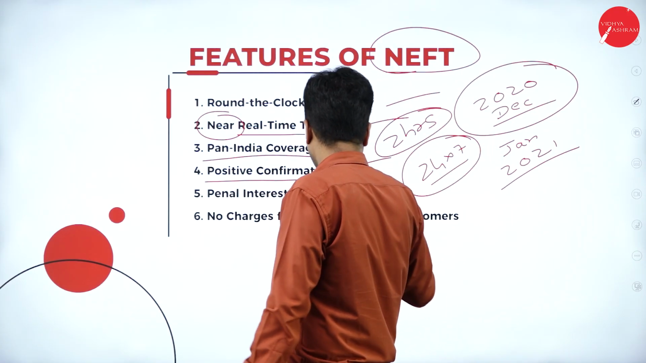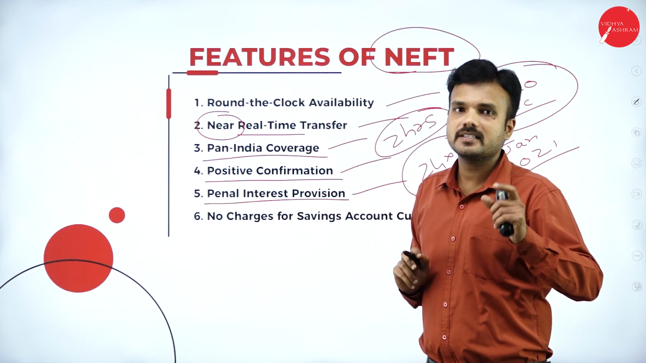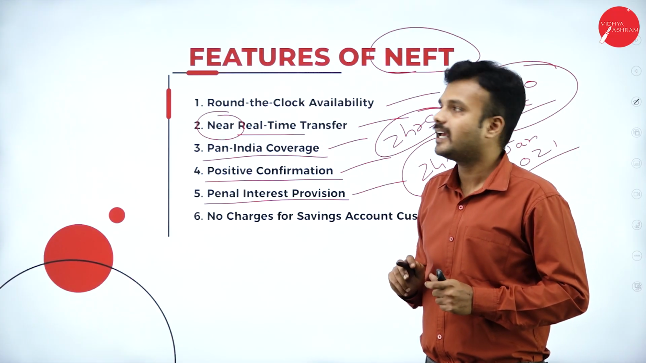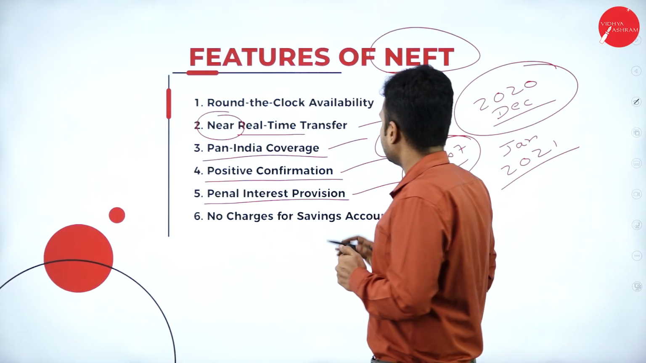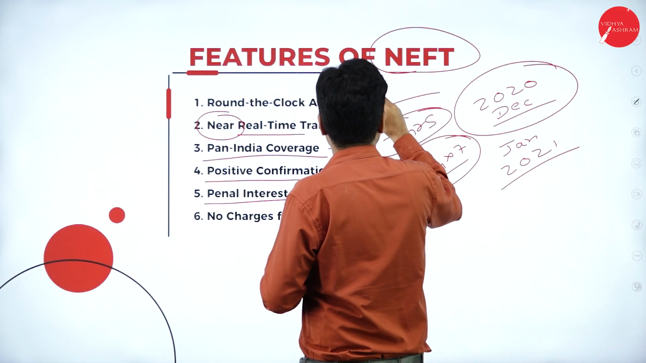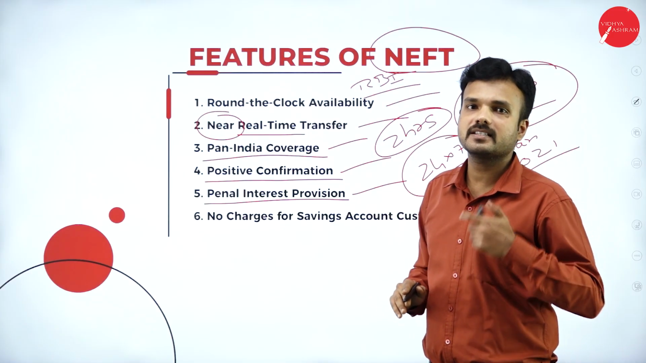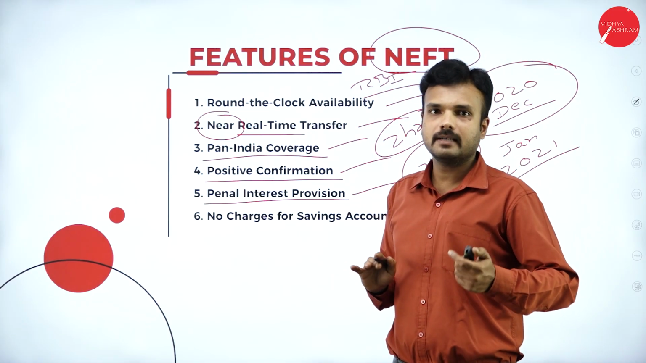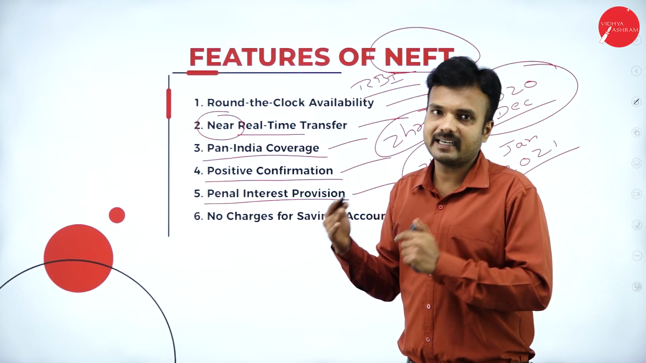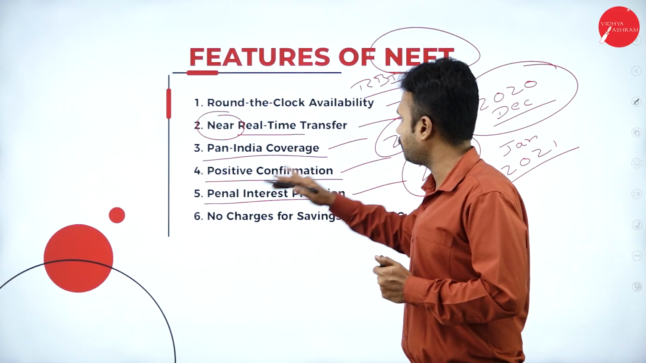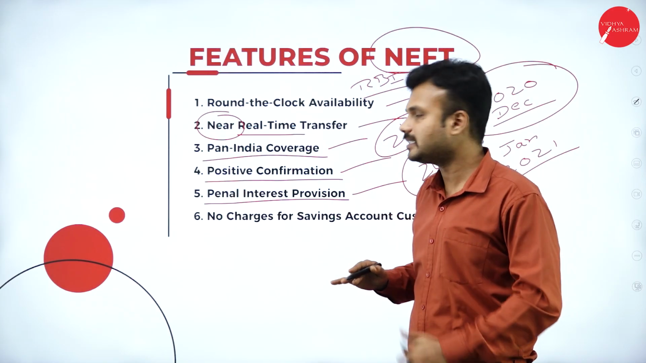Penal interest provision. If there is any kind of delay or any problem in a transaction, the RBI is responsible for any kind of mistake that happens through NEFT. For example, if there is a delay with the payment, or no proper update regarding the payment and the settlement, the RBI is going to pay compensation to the person who had deposited the amount.